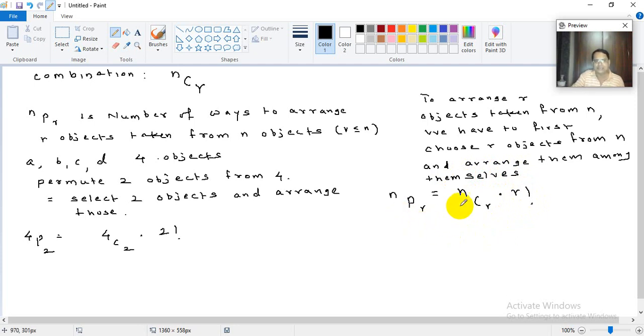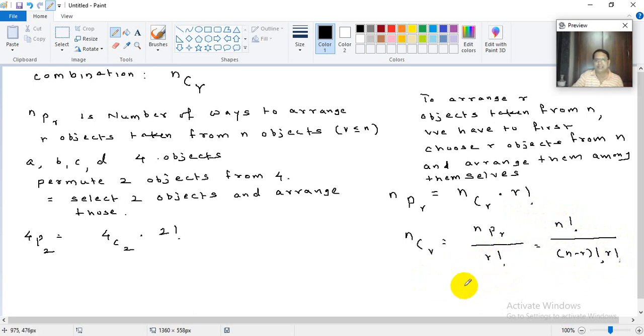NPR is same as NCR into R factorial, and from that you get NCR as NPR divided by R factorial. But what is formula for NPR? You know it is N factorial upon N minus R factorial. आणि आता हा डिनॉमिनेटर येणार R factorial. सो दिस इज द फॉर्म्युला फॉर NCR.